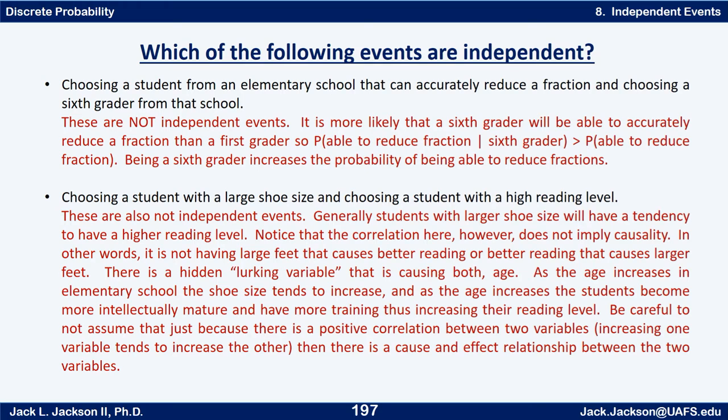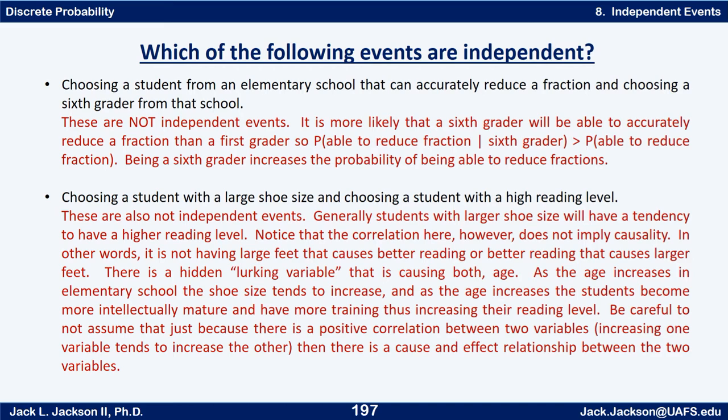Well, it's going to turn out that in both cases, these are not independent events. It's more likely that a 6th grader will be able to accurately reduce a fraction than a 1st grader. So the probability of being able to reduce a fraction given a 6th grader is probably greater than the probability of being able to reduce a fraction chosen from the whole school. So being a 6th grader increases the probability of being able to reduce fractions.